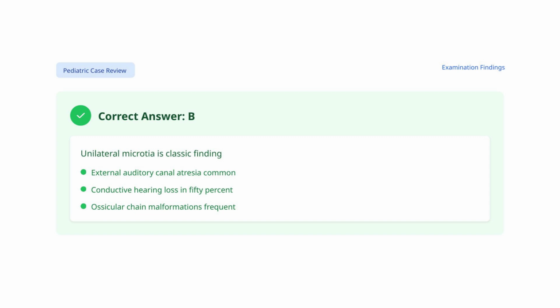Unilateral microtia represents a classic finding in Goldenhar syndrome. External auditory canal atresia commonly accompanies the microtia. Approximately 50% of patients develop conductive hearing loss. Ossicular chain malformations frequently contribute to hearing impairment. Early audiologic assessment is essential for these patients.